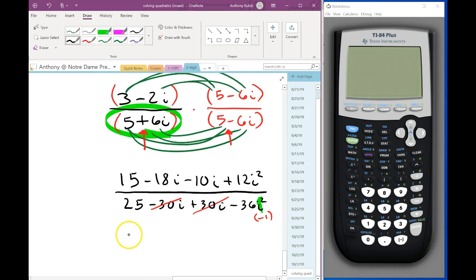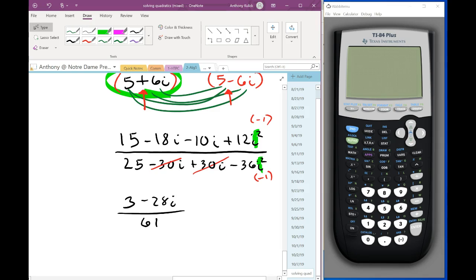So if I combine my like terms in the numerator, which I also know the i squared is negative 1, I have 15 minus 12, so that's going to be 3. 18i minus 10i is minus 28i. And in the denominator, I have 25 minus a negative 36, which is plus, which comes out to be 61.